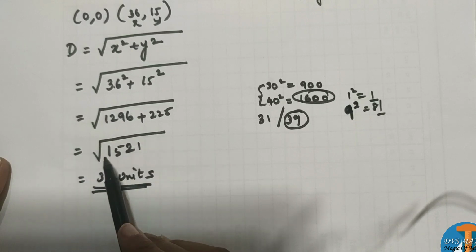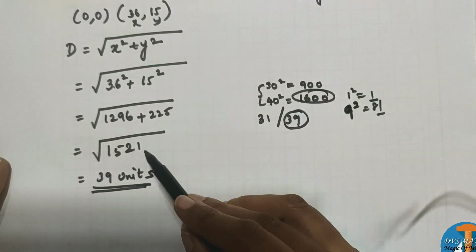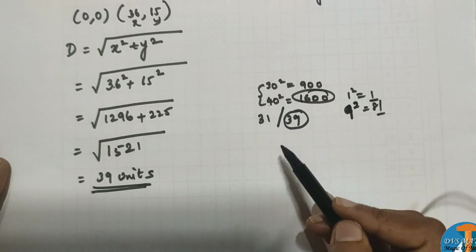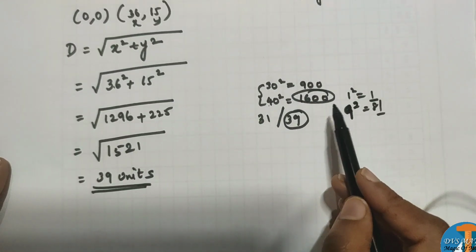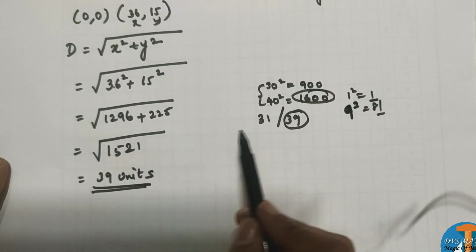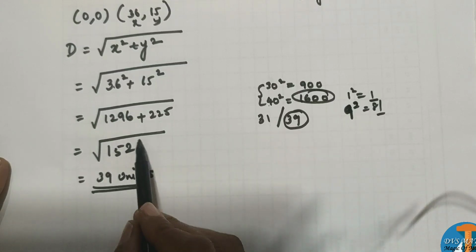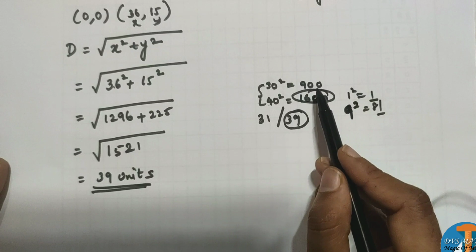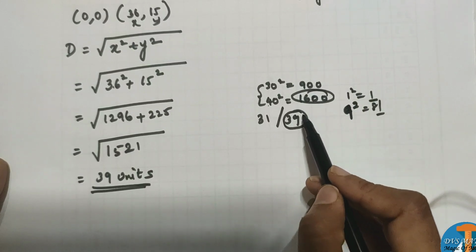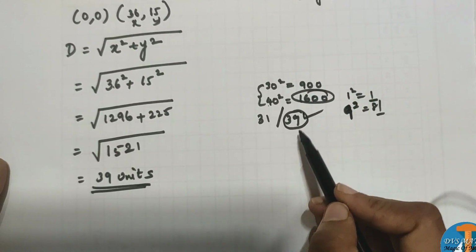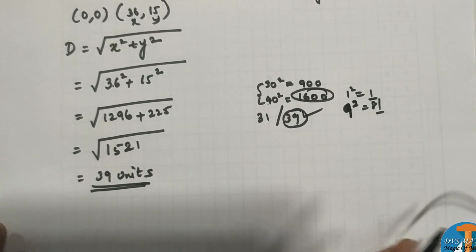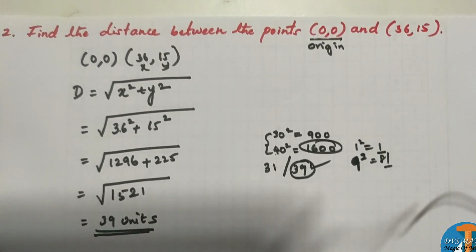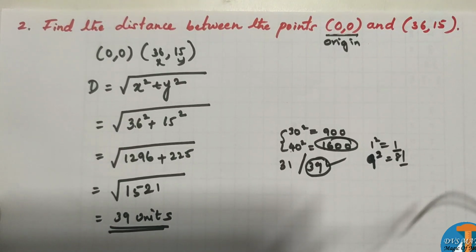How to find the perfect square? Just you find the number, this number in between, like 30, 40, 50, like that. So it is between 900 to 1600. Okay, and the number which ends from 1, it is 31 or 39. But this 1521, which is very near to the 1600, so I am going for second number, it is 39. Now if you multiply 39 into 39, you will get 1521. So this is 39 units for question. Answer is for question number 2.